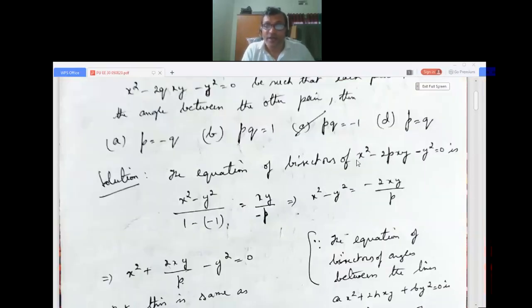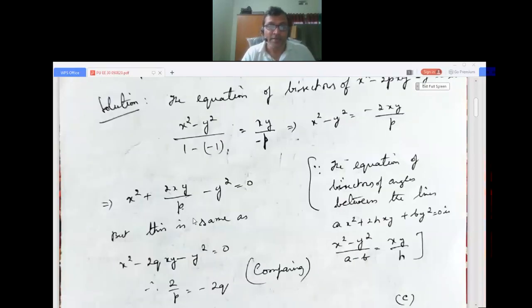The equation of the bisectors of x squared minus 2pxy minus y squared equals 0 is, by using the formula, x squared minus y squared divided by a minus b, that is 1 minus of minus 1, equals xy by minus p. I use this formula: the equation of bisectors of the angle between the lines ax squared plus 2hxy plus by squared equals 0 is x squared minus y squared by a minus b equals xy by h. A is the coefficient of x squared, b is the coefficient of y squared, and 2h is the coefficient of xy. In that way I got this. I already explained it once, so from that I can write this very easily. It is understood, very easy.